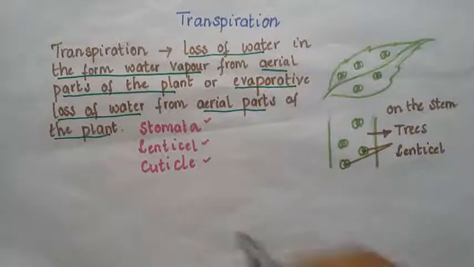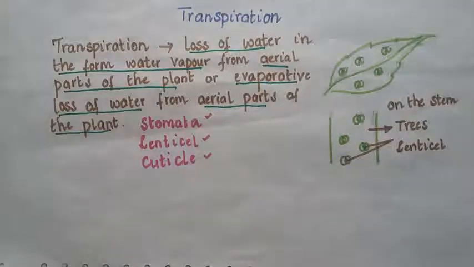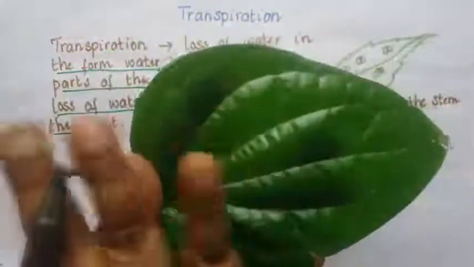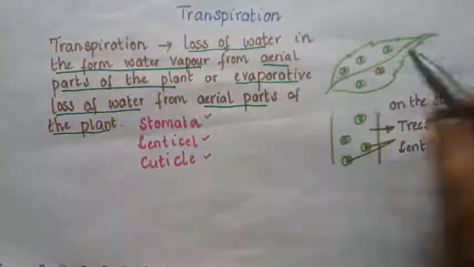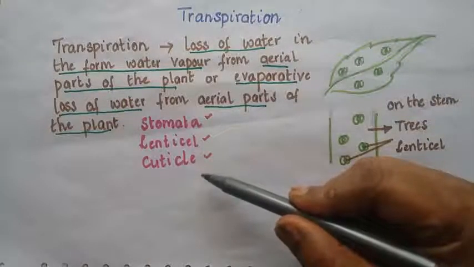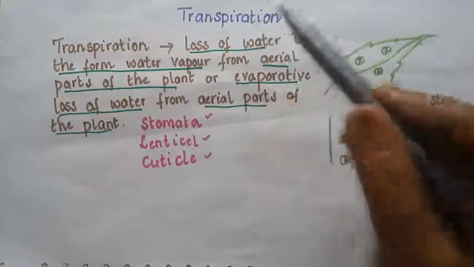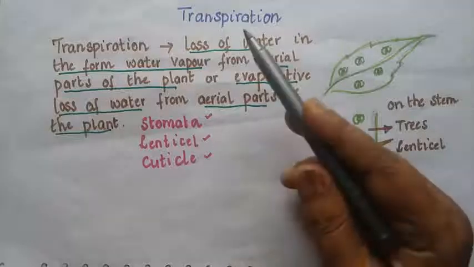Along with that, the third structure is known as the cuticle. So where do we find the cuticle? We find the cuticle on the surface of the leaf. On the upper and on the lower surface of the leaf, we find a thin waxy layer, and that thin waxy layer is known as the cuticle. So cuticle also helps in transpiration to some extent. Actually, cuticle prevents the loss of water by transpiration.